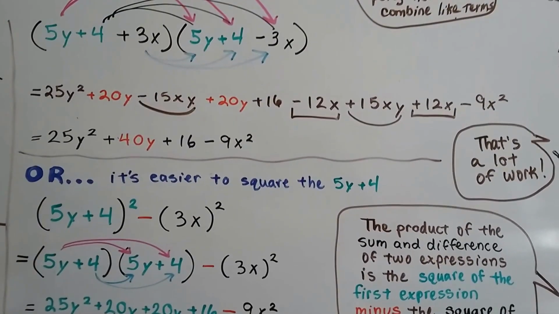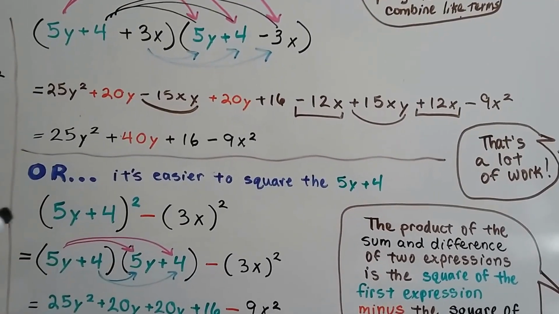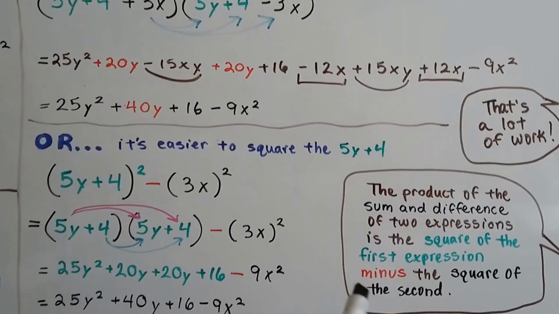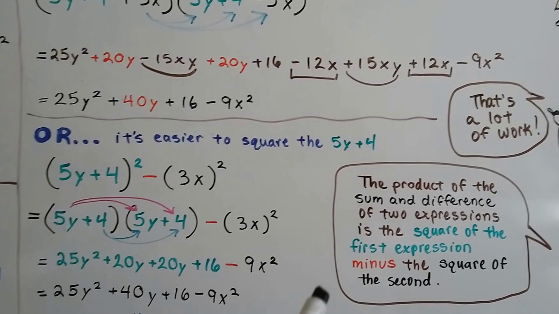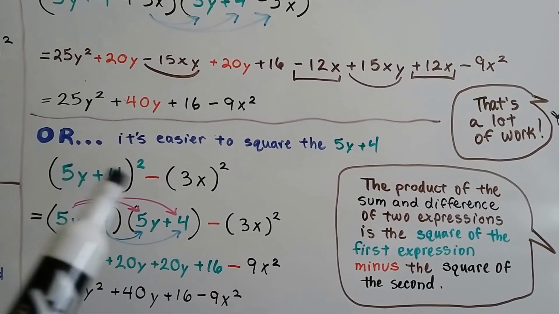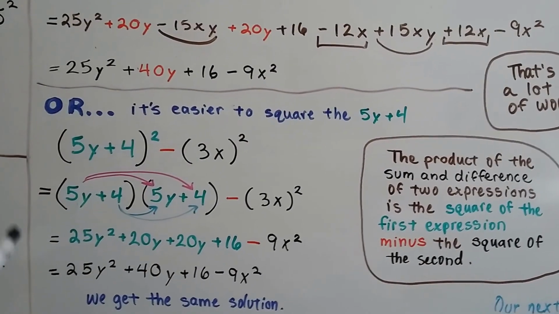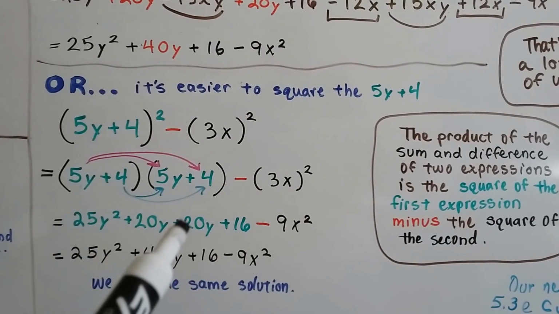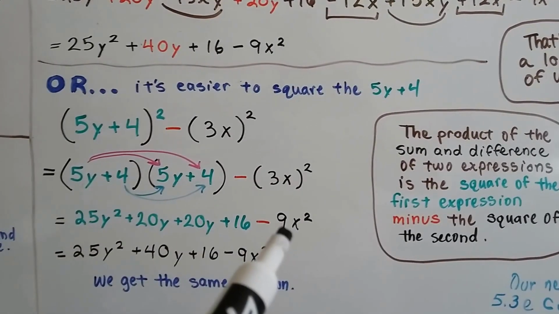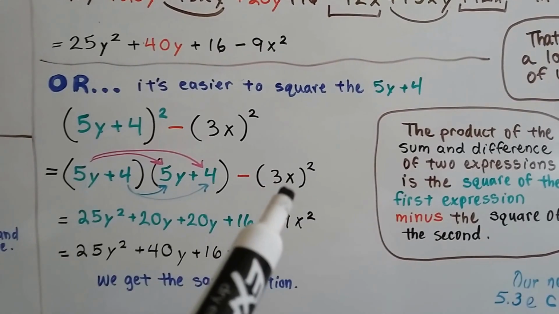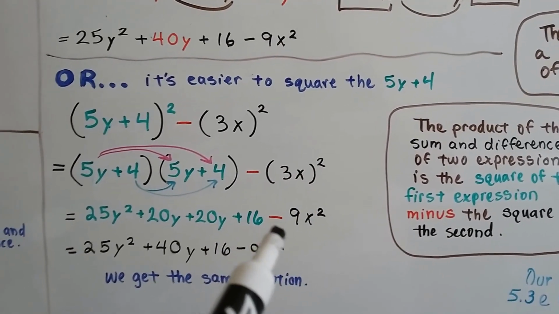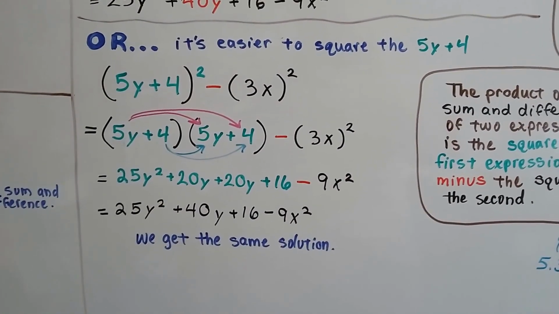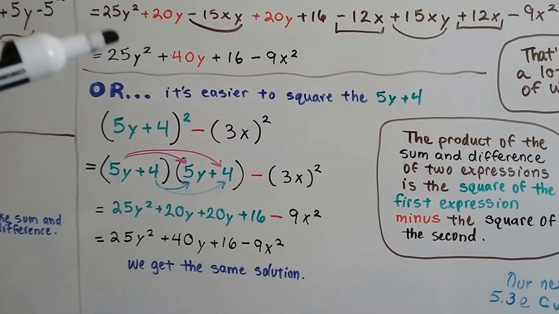Or it's easier to just square this 5y plus 4. We can have 5y plus 4 squared minus 3x squared. The product of the sum and difference of the two expressions is the square of the first expression minus the square of the second. We can FOIL this, and we get 25y squared plus 20y plus 20y plus 16, and then we can subtract this. 3 times 3 is 9, and x times x is x squared. We have minus 9x squared. And when we combine the two positive 20y's, we get plus 40y, we get the same solution that we got up here.